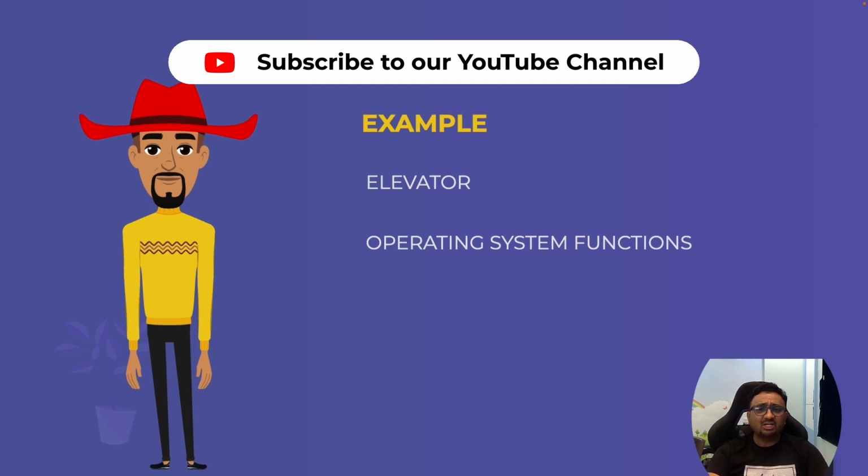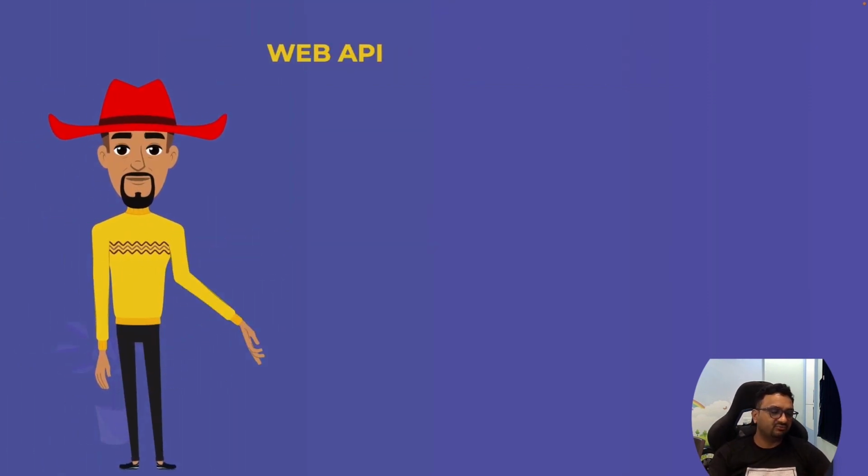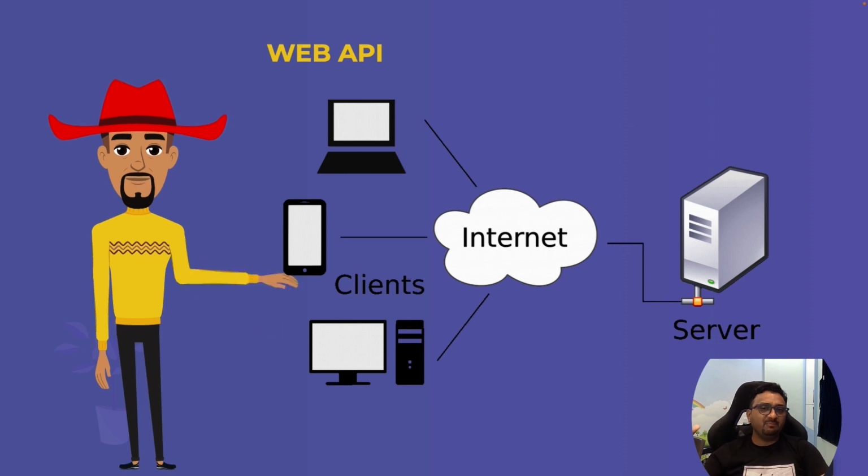Now we understand what an API is. Now let's try to understand what a Web API is. A Web API is an application programming interface, or an API, that works over the internet. What do we mean by internet? Let's try to understand with these particular terms.